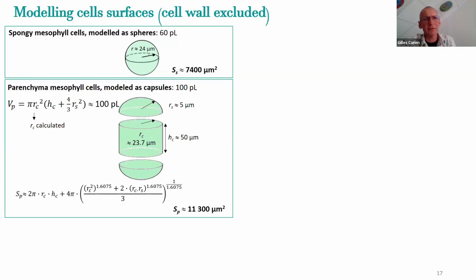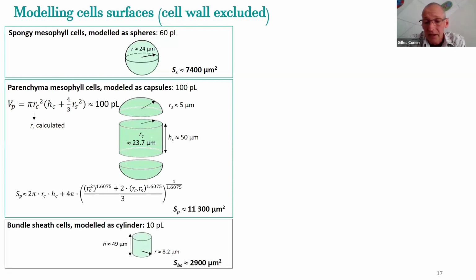For parenchyma mesophyll cells, it's a little bit more complicated. We have the volume, and it's a capsule. So the surface is more complicated to calculate, but you have the procedure here. This is hidden in the table. This is the visual representation of what we did.